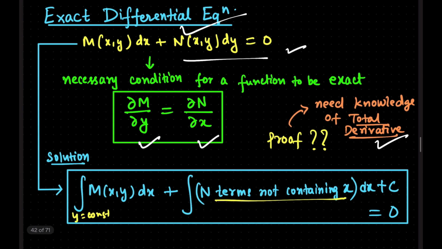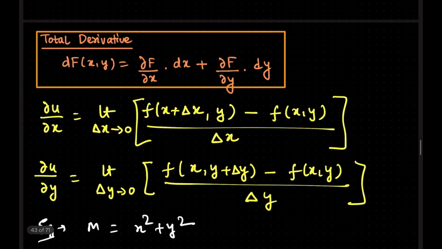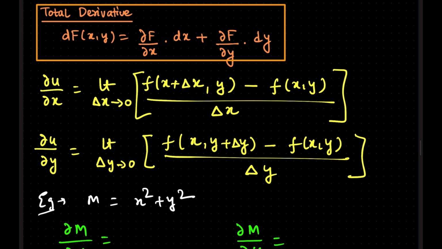And the solution of this type of differential equation of the form M dx plus N dy is this, where you first integrate the M function assuming y as constant, and then integrate the N terms without x with respect to dy, and then add a constant c equal to 0. We will see the proof of this, because proof is also important, otherwise you won't understand the basics behind it. So these things we are going to use in this video.